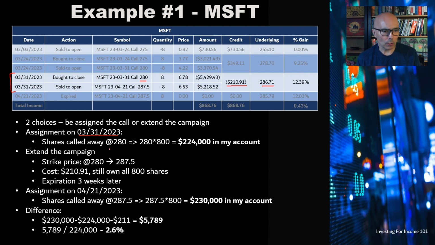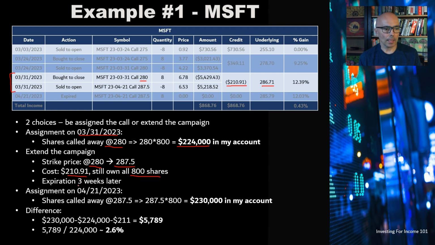So if the shares were called away, I would get $280, the strike price, for each share. I had 800 shares, so I would get $224,000 in my account, and the trade would be over. Instead of getting the $224,000 and losing all my shares, I decided to extend the trade. I raised the strike price from 280 to 287.50, and I paid $210 for it. And I still have my 800 shares. That's the important thing, right?